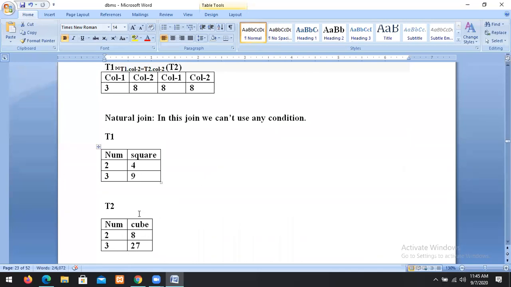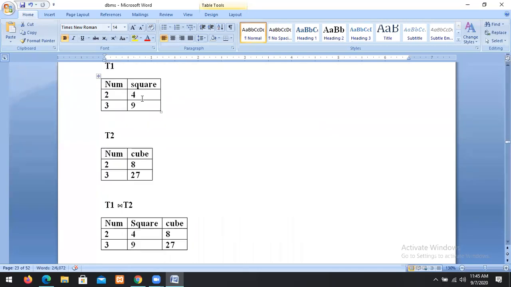T1 is one table and T2 is another table. So T1 join T2, with values 2, 4, 8, 3, 9, 27. This is the join. There is no condition, so this is called a natural join. Like this, there are three types of inner joins.